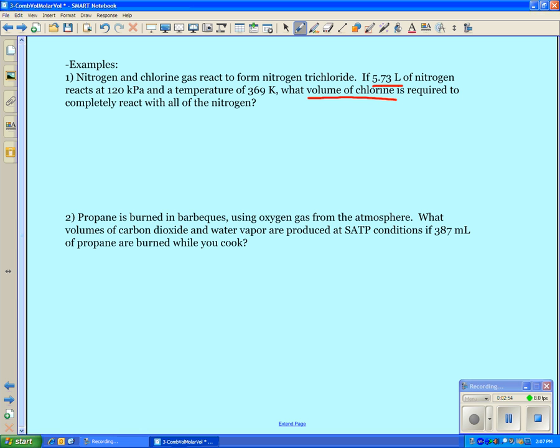All we really need is the amount of nitrogen we started with and the balanced reaction, so we have those coefficients to work with. So our balanced reaction, nitrogen and chlorine, don't forget chlorine is Cl2, are going to produce nitrogen trichloride. Balance that so you have your coefficients and your ratio of all of those reactants and products. We're going to need a 2 in front of our nitrogen trichloride, a 1 in front of the nitrogen, and 3 in front of the chlorine.